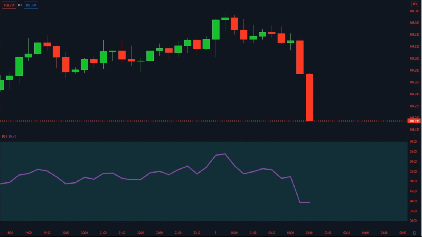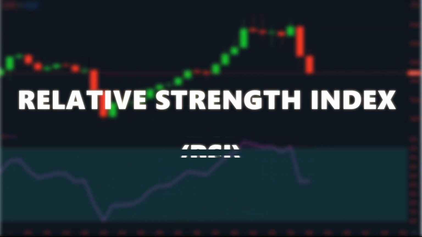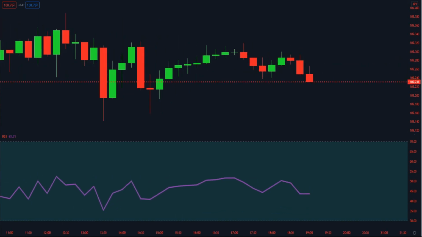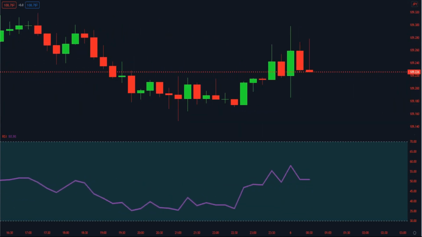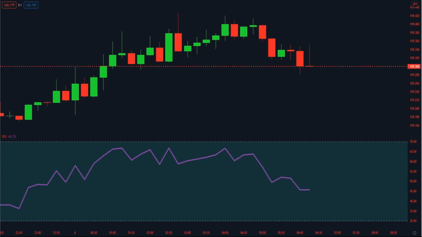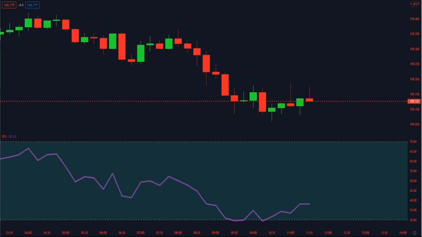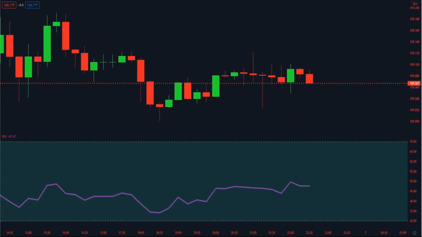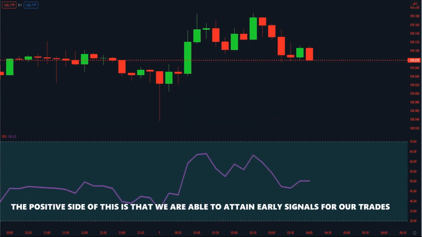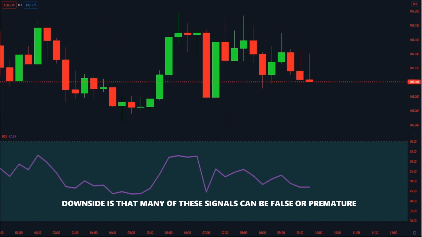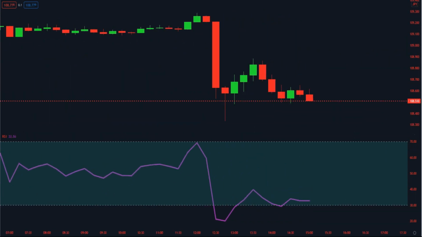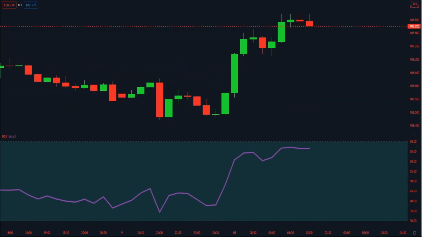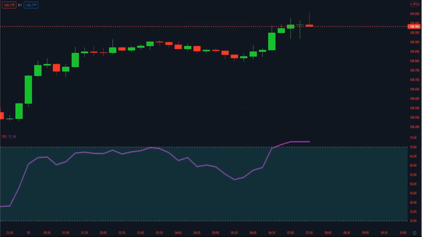In today's video we will talk about the Relative Strength Index indicator. The RSI indicator is a technical trading tool that falls within the oscillator family. The RSI indicator is considered a leading indicator, which means that its signals typically come prior to a price event on the chart. The positive side of this is that we are able to attain early signals for our trades, but the downside is that many of these signals can be false or premature. Therefore, the RSI should always be used in combination with another trading tool or technique for confirmation.